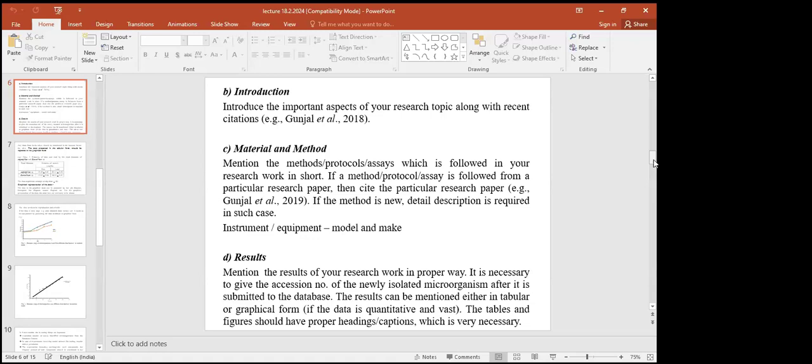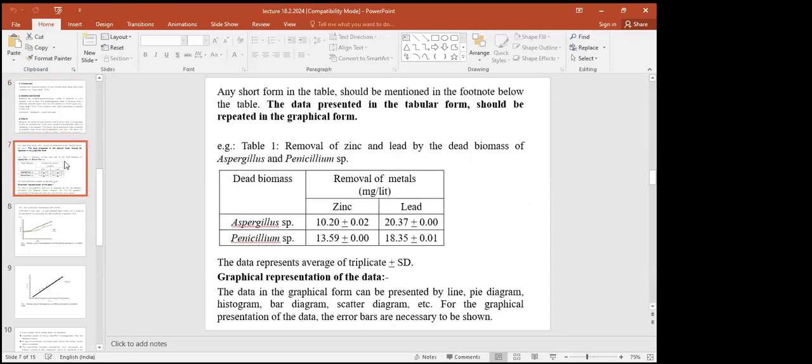Any tables and figures should have proper headings and captions, which is very, very important. If you are making graphs, whether it is a line graph, bar graph, histogram, or pie diagram, you have to label the axis. Even the title of the figures and the title of the tables have to be given. Without that, it is not good quality. So that is what it is.